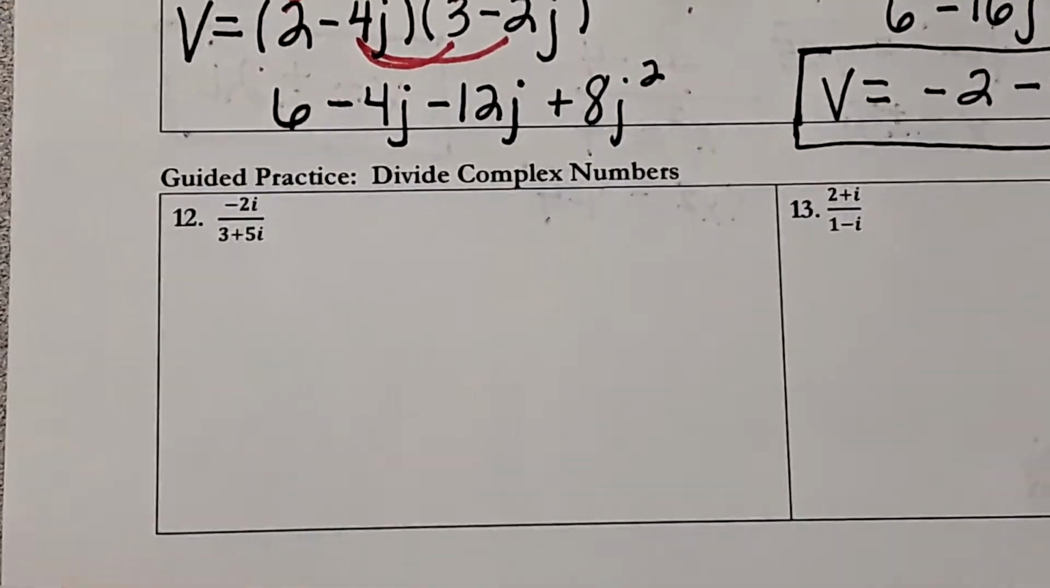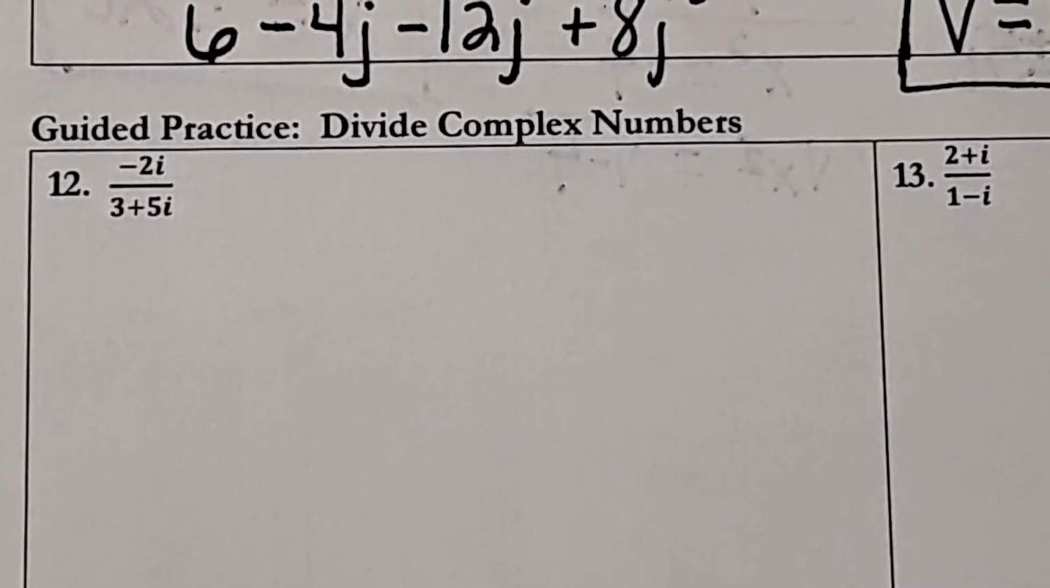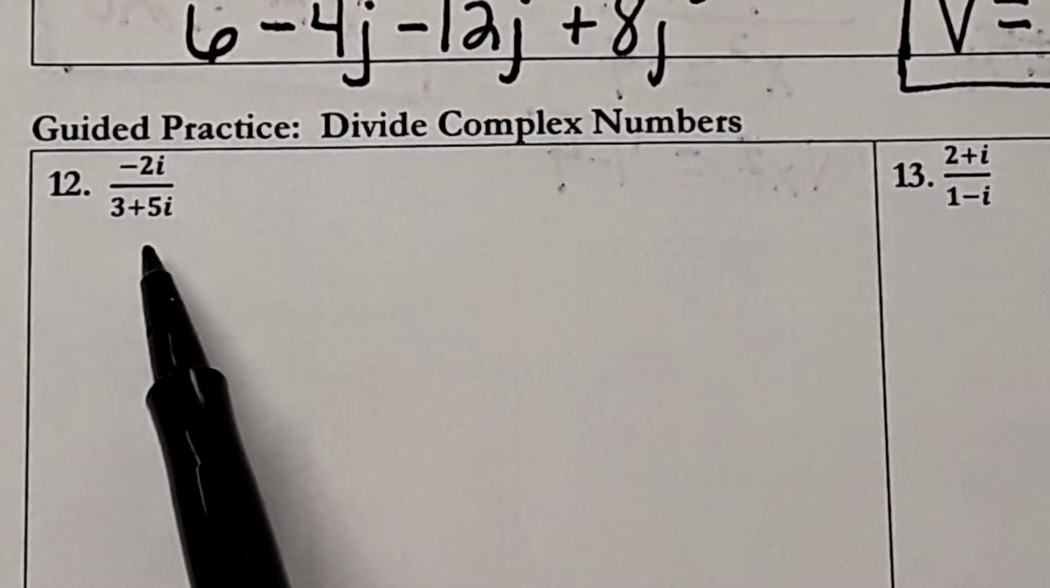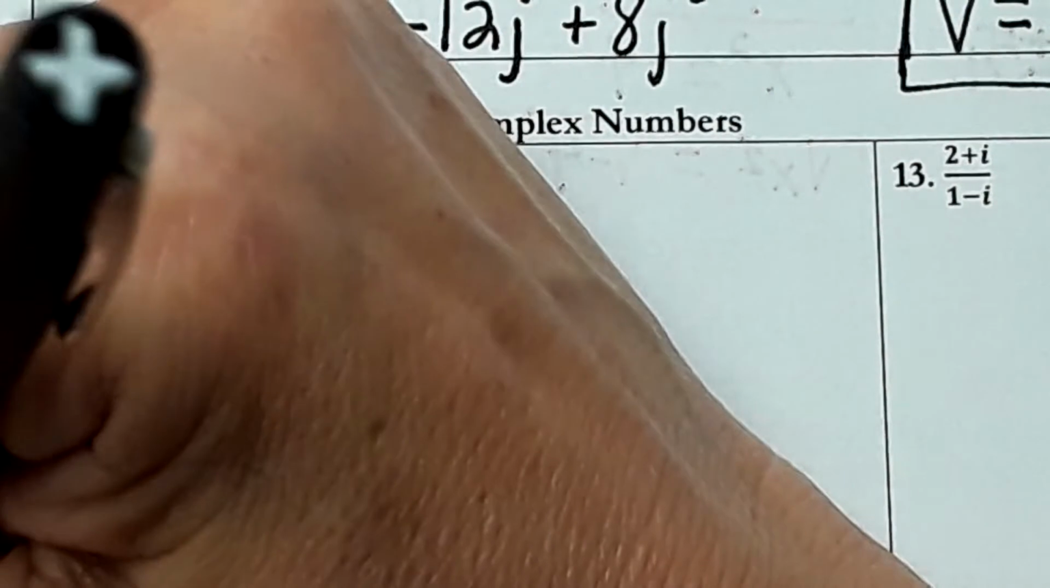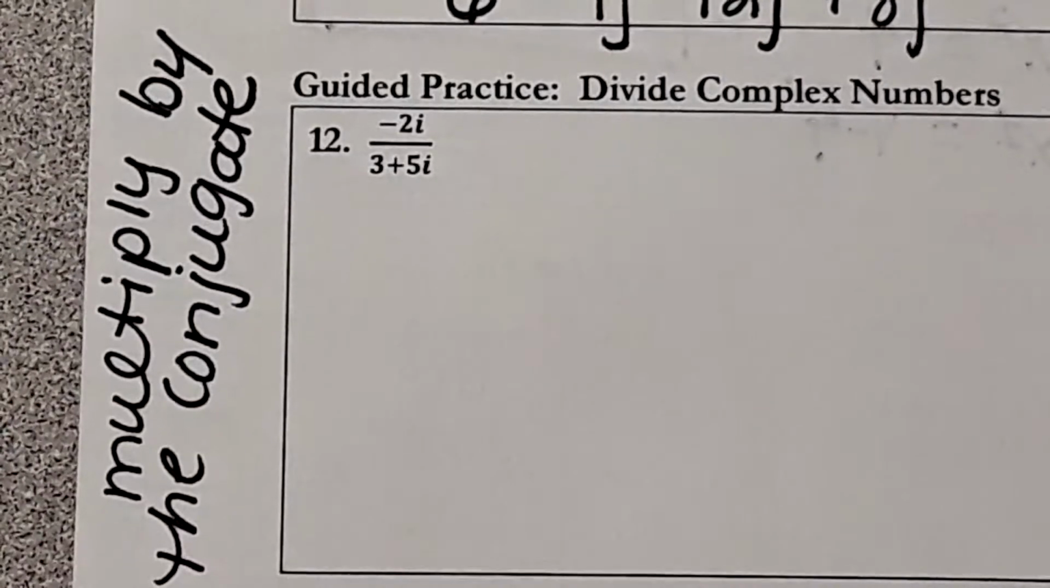I don't know if you remember, but back in algebra, we would rationalize the denominator. And what that means is you can't have a square root in the denominator. Well, in Algebra 2, when we're dealing with complex numbers, you can't have a complex number in the denominator. So we are going to multiply by the conjugate.